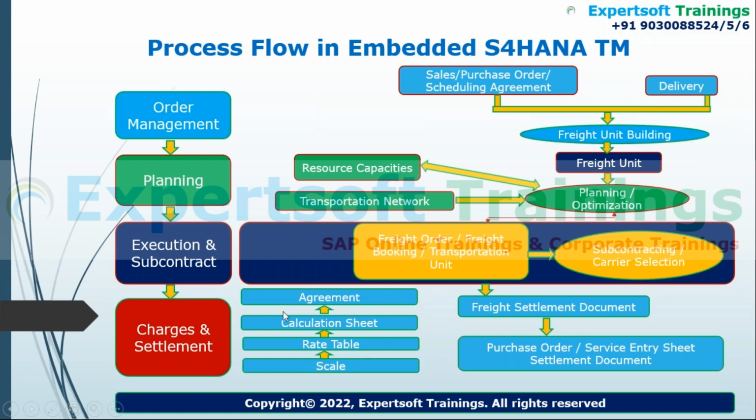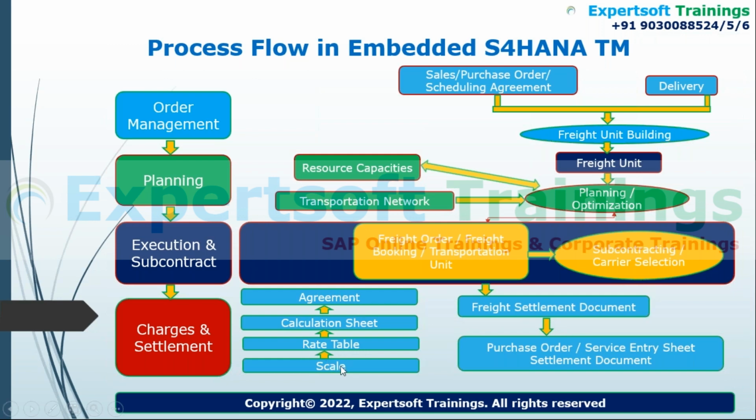So in TM, we call it a TCM framework. The framework is called the transportation charge management framework. So the framework will decide how the overall cost is evaluated or derived. So you have a scale, you have a rate table. I'll come to all these details.